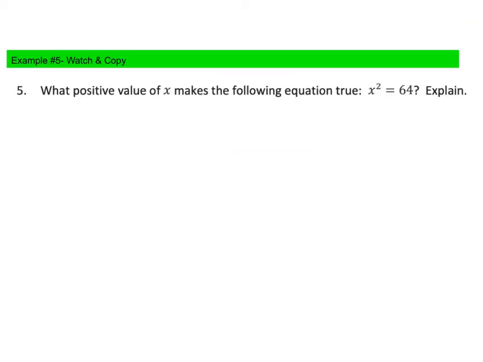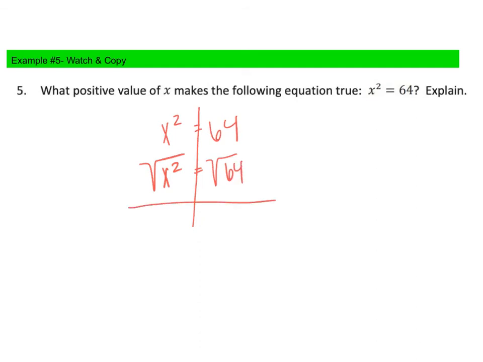All right, it says what positive value of x makes the following equation true? We have x squared equals 64. This is an example, by the way, so I'm going to go through it. We're going to take the square root of both sides. And we're going to find what x is.